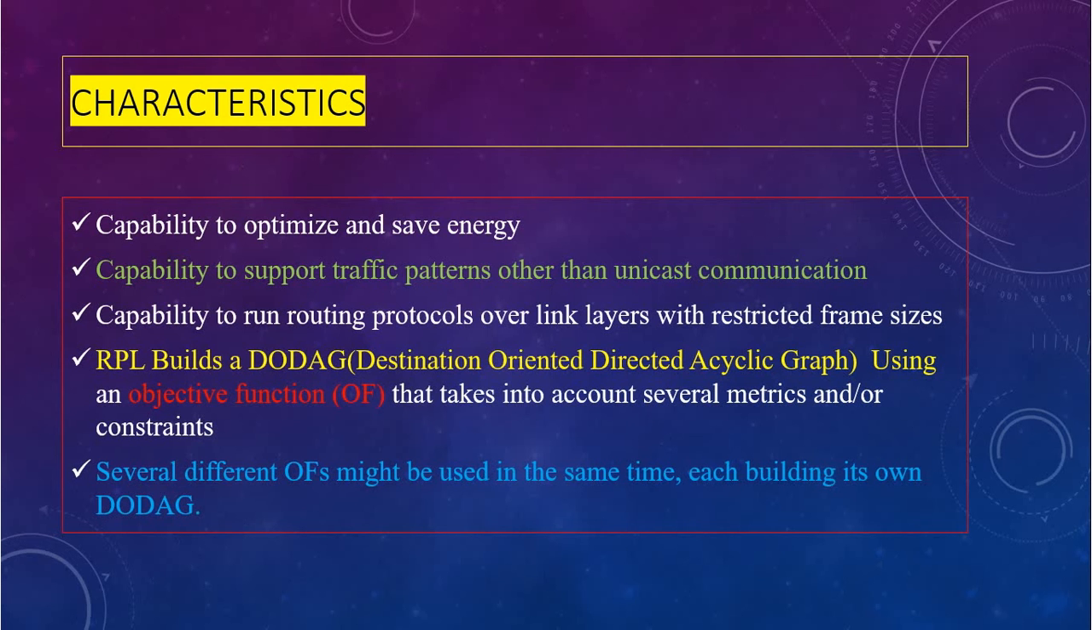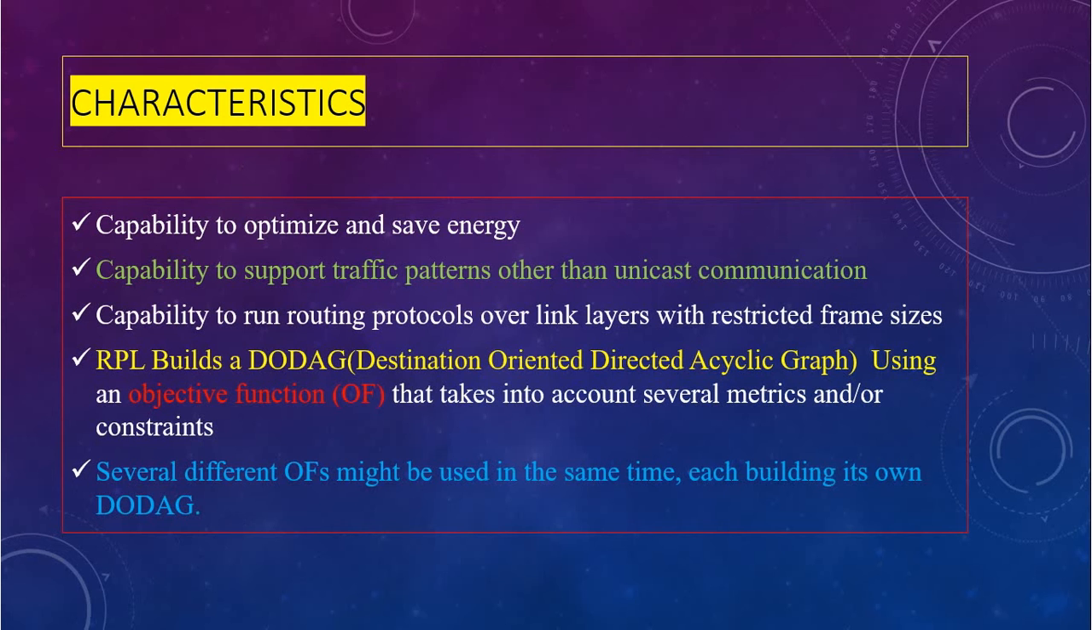So RPL builds a DODAG, that is Destination Oriented Directed Acyclic Graph, abbreviated as DODAG, using an objective function. OF is the objective function which the node keeps in mind in order to create a DODAG. That takes into account several metrics and constraints. Later we will discuss objective function and DODAG in detail, so don't worry about that one.